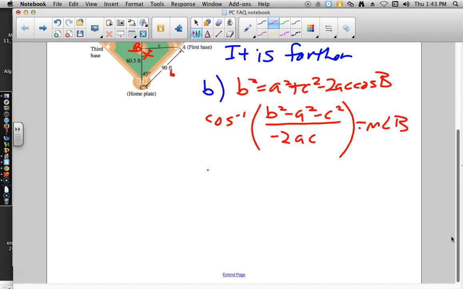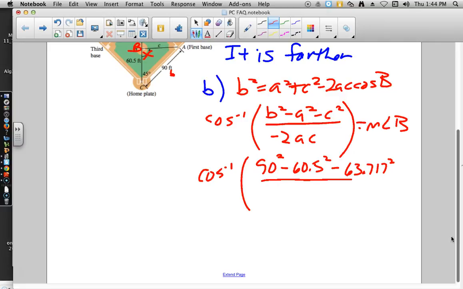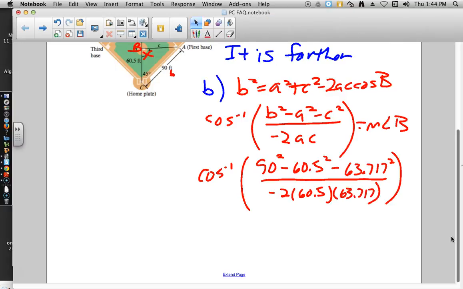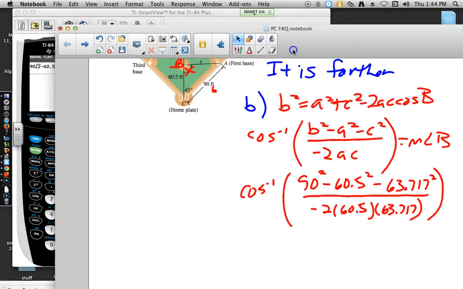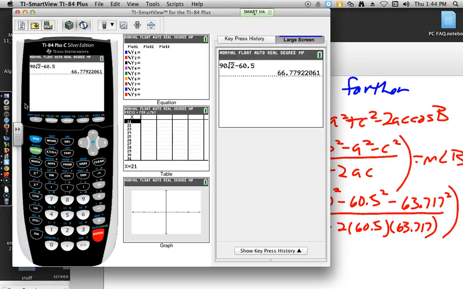Our B value was 90. And our A value was 60.5. And our C value comes from the math that we did for the example in class, so you can go back and look at your notes for that one. All right, and then we would need to punch all of that mess right there into the calculator. So let's see what we get. I'm going to do it in pieces. I never like punching all of this in at one time.